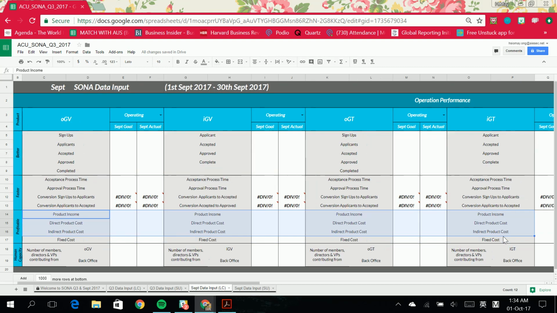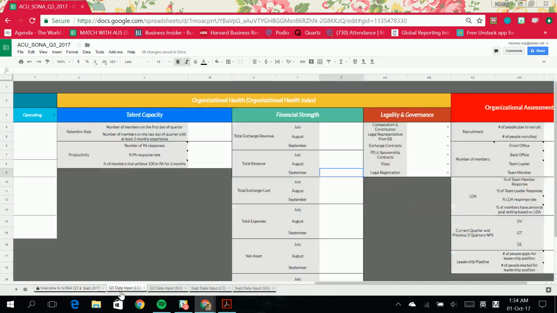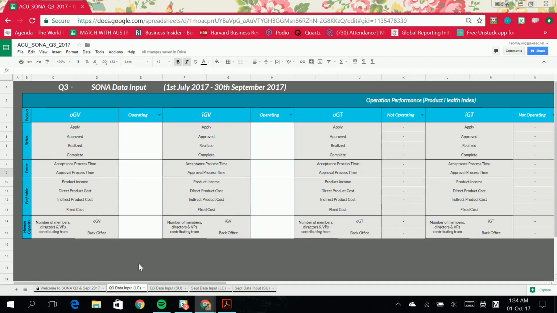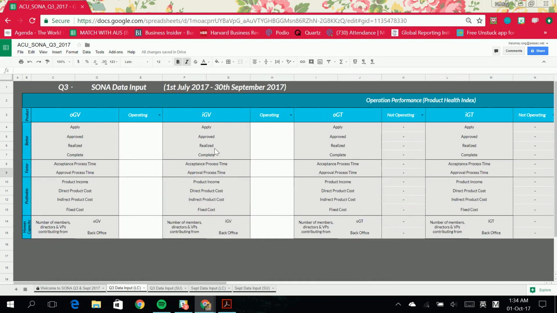So basically that's your role as LCP. Okay, so right now if you are LCVP oGV youth experience, LCVP iGV youth experience, and LCVP oGT, iGT, oGE, and iGE, what you need to fill in right now is apply, approve, realize, complete. Go to the XPA.